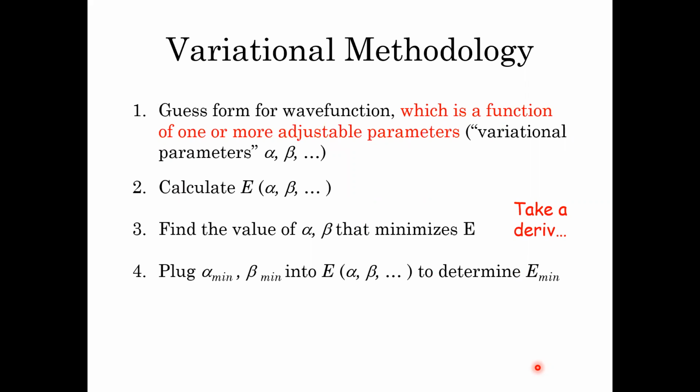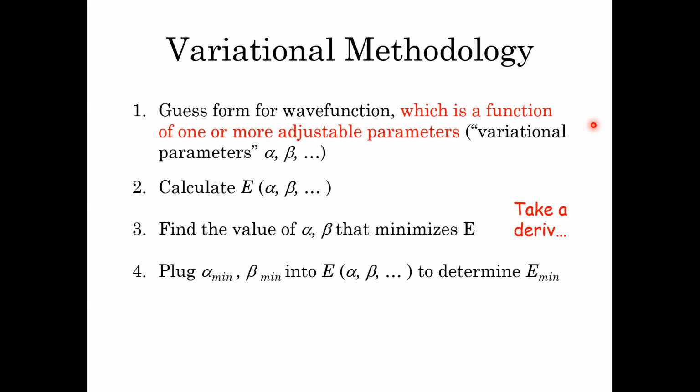And here's how that works. There are essentially 4 steps. So the first step is to guess a form for the wave function, which is a function of one or more adjustable parameters. This part in red here, the idea that we're going to add an adjustable parameter to the wave function is the new and important idea. I'm going to call this parameter a variational parameter. We'll give it the symbol alpha or beta. And essentially this provides us with some flexibility in our wave function to find the best form of it for our problem.